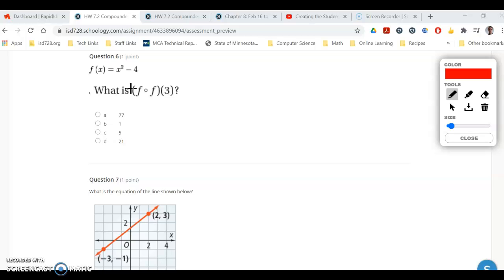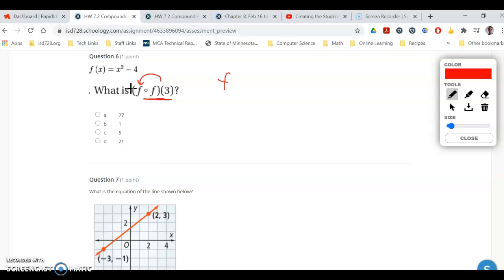Right, this video is going over homework 7.2, question number 6. Review 1 here with this open dot needs compositional functions. And with a number that's placed right here, basically you're going to do whatever function is closest first, and then take that output or result and put it in the back function. In this case, both functions are f. So basically we're going to do f of 3 first, and then put that answer into the f function again.